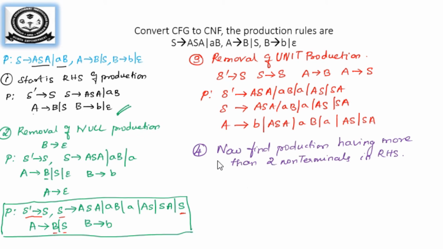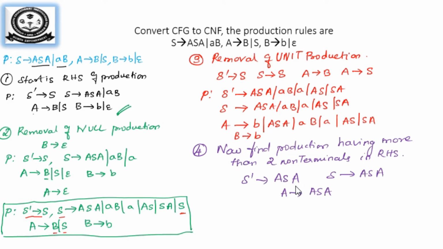Now the fourth step of conversion is, you have to remove all the productions that are having more than two non-terminal symbols in the right hand side. So as you can see, S dash tends to ASA, which has more than two non-terminals. Similarly, S has ASA, as well as B, A is also having A tends to ASA. So you can see the same string is repeated in S dash, S and A. B does not have anything.